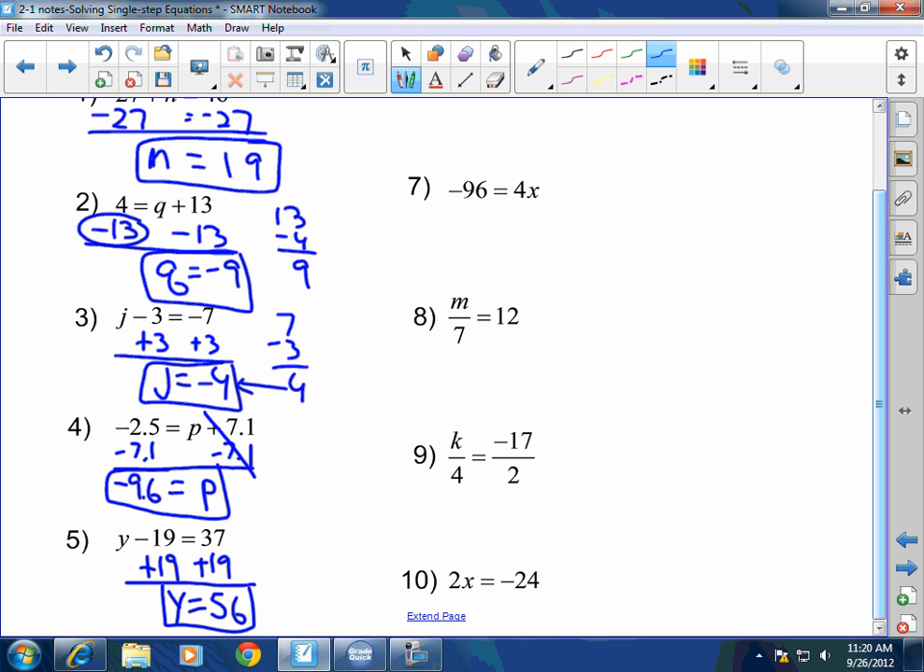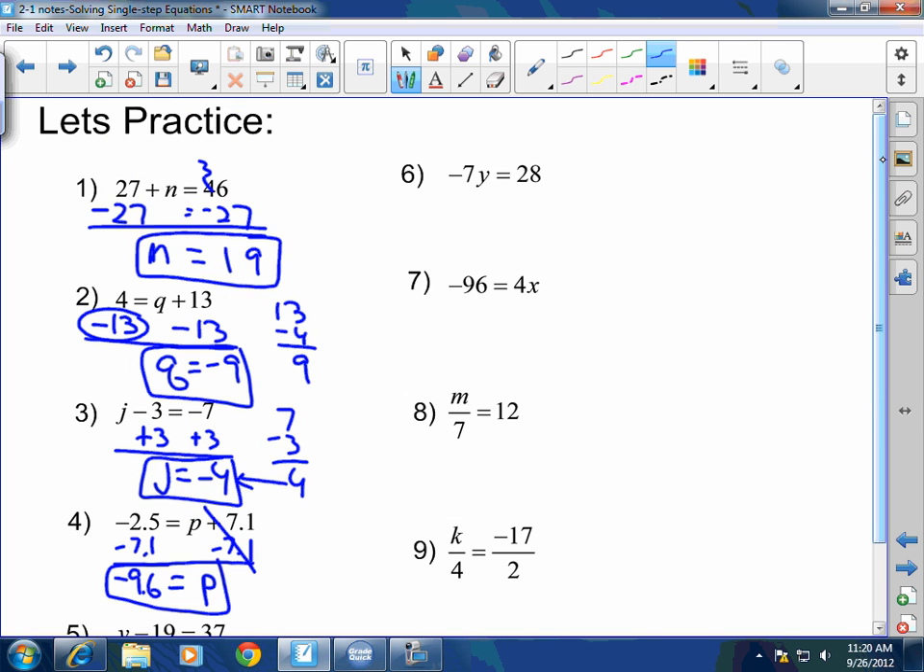Are you with me so far, guys? That's how we solve single-step equations using addition and subtraction. Now we're going to go to some multiplication and division. Does that make sense so far, gentlemen? You promise, gentlemen? Okay. Thank you, gentlemen. All right, let us continue, please.